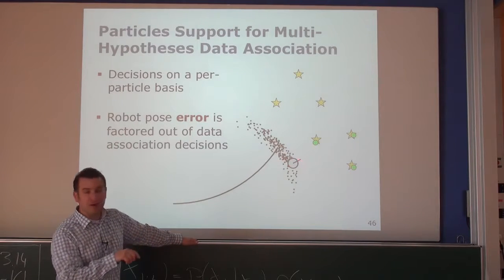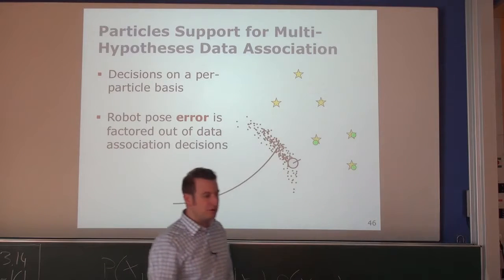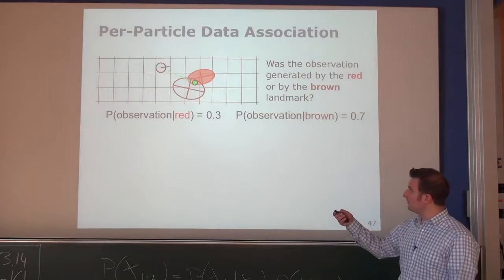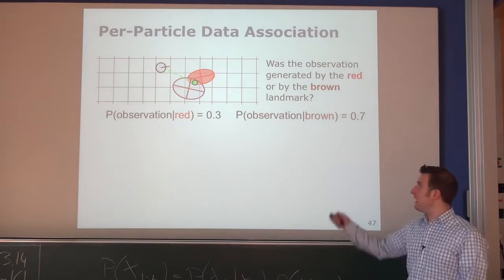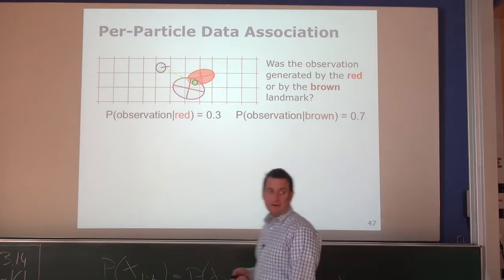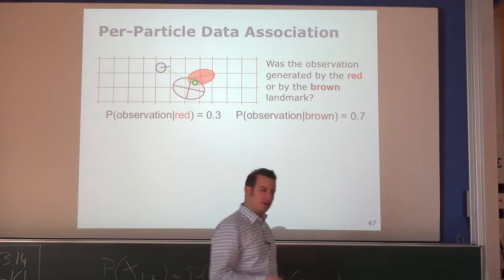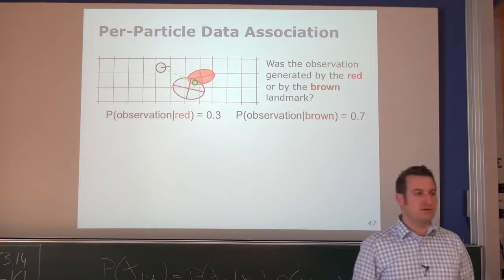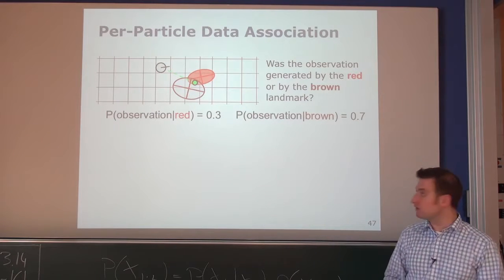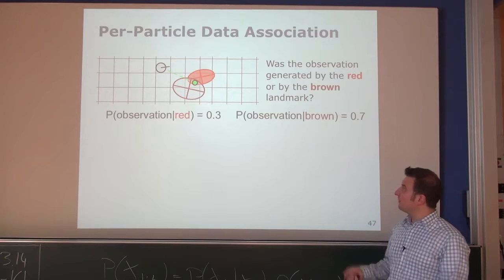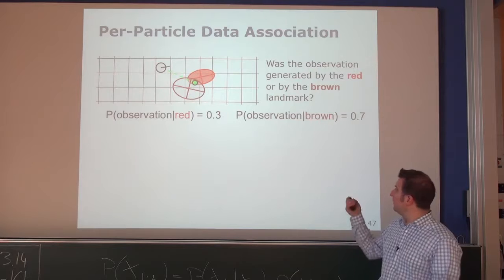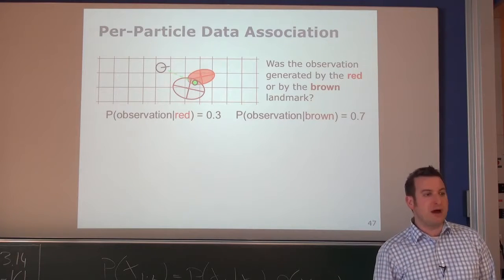This is one of the advantages of the particle filter, that I can do the data association on a per particle basis. Another example is this example over here. So the robot sits over here. These are 2 landmarks in my map, and that's the observation that the robot gets. And the red or the brown landmark. What I can do now, I can just compute the Mahalanobis distance of the expected observation with respect to those 2 landmarks over here. And this may result in the case that, okay, with probability 0.3, it's the red one. With probability 0.7, it's the brown one.